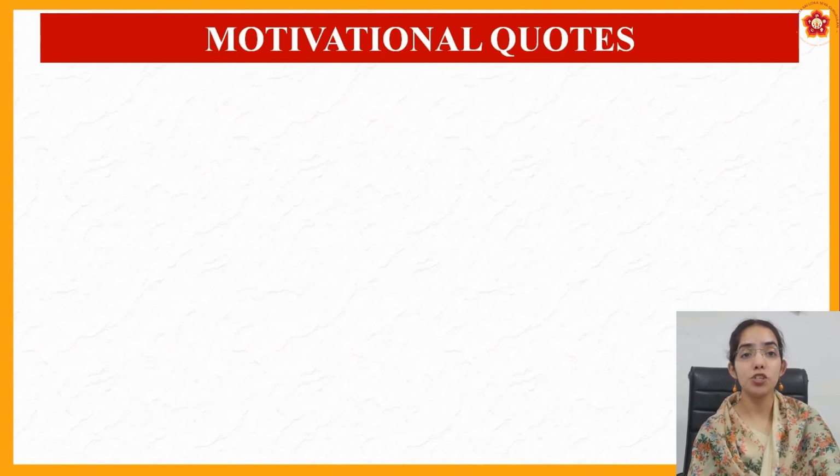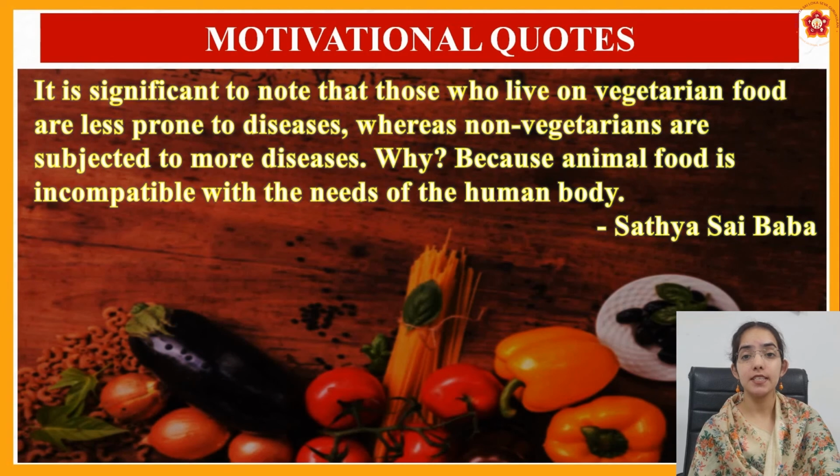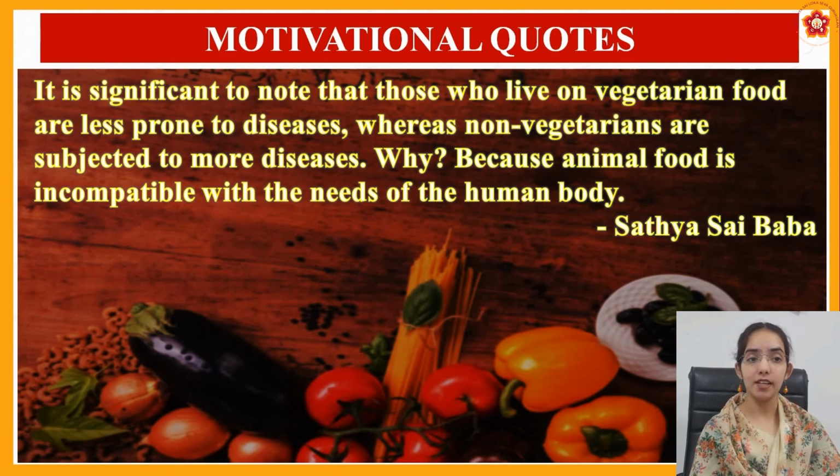Now a motivational quote. I would like to quote Sri Sathya Sai Baba. He said that it is significant to note that those who live on vegetarian food are less prone to diseases, whereas non-vegetarians are subjected to more diseases. So why is it so that the people who are on vegetarian diet are less prone to diseases, while those who are on non-vegetarian diet are subjected to more diseases?